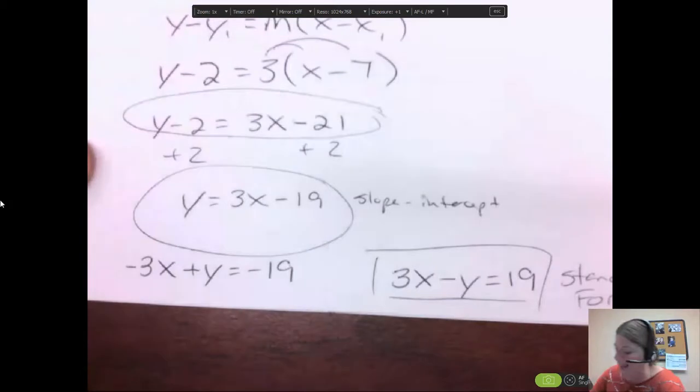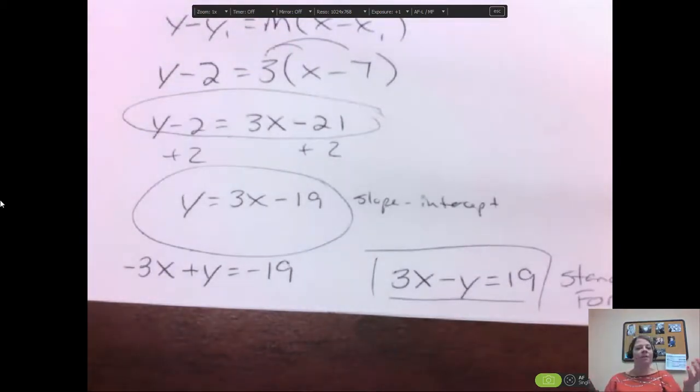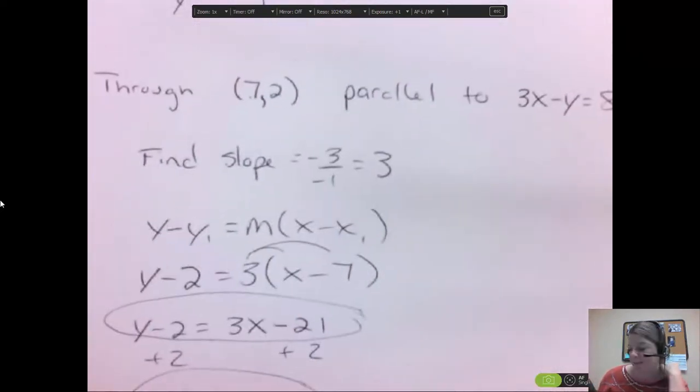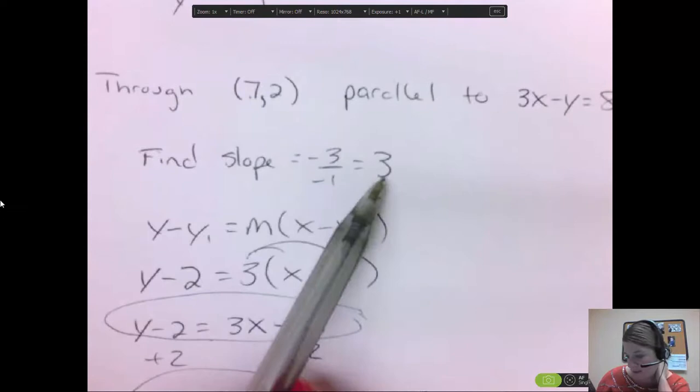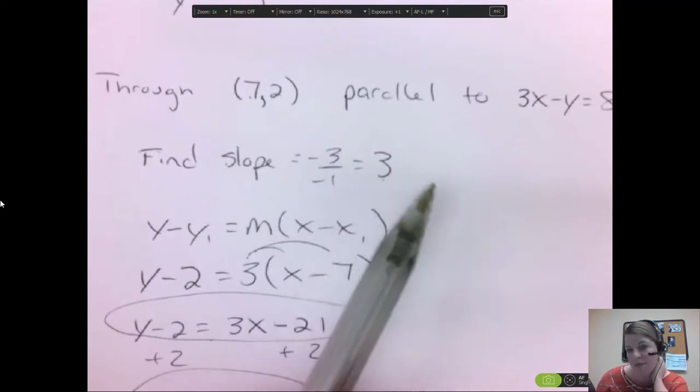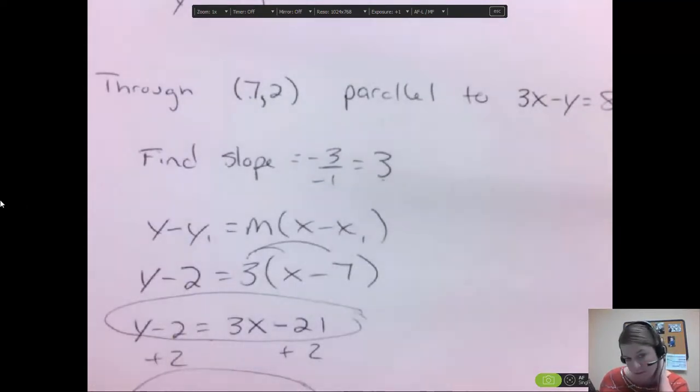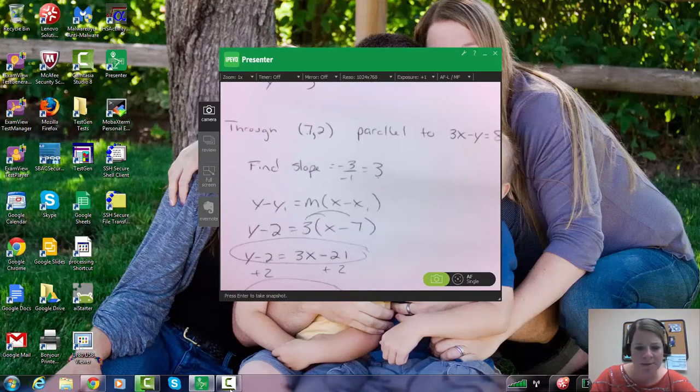If you would have been asked perpendicular, you would have got the slope, flipped it over, changed the sign. So don't make parallel or perpendicular hard. If this one would have been perpendicular, my slope is 3, I would have used -1/3 for my slope. So there we go. There is a short video on how to write an equation of a line or an equation of a function. No matter which word we use, it's still the same idea.